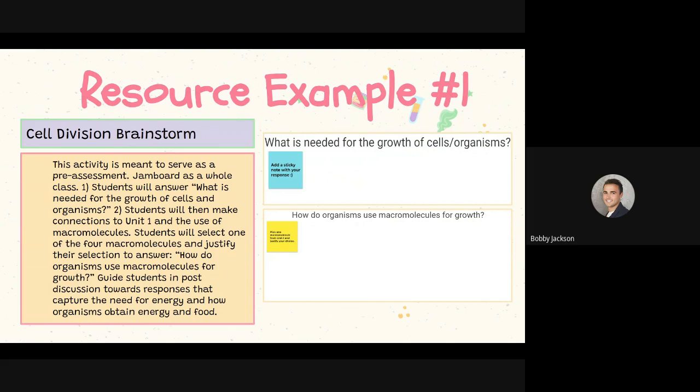Part 1, students will answer what is needed for the growth of cells and organisms. Part 2, students will then make connections to Unit 1 and the use of macromolecules. Students will select one of the 4 macromolecules and justify their selection to answer, how do organisms use macromolecules for growth? You'll want to guide students in post-discussion towards responses that capture the need for energy and how organisms obtain energy and food.